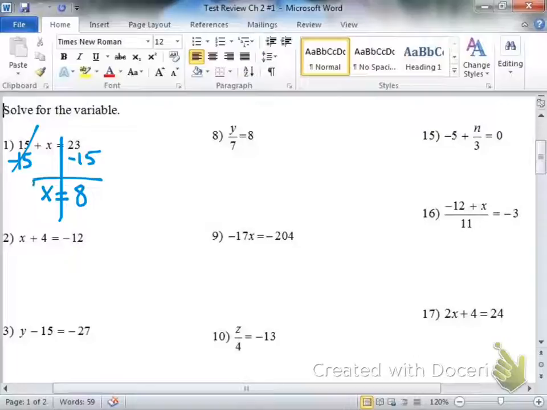I think it's 8. Okay, double check that with a calculator. Heard a couple really random answers. If you're not sure, that's why we have calculators, so use them. Any questions on number 1?